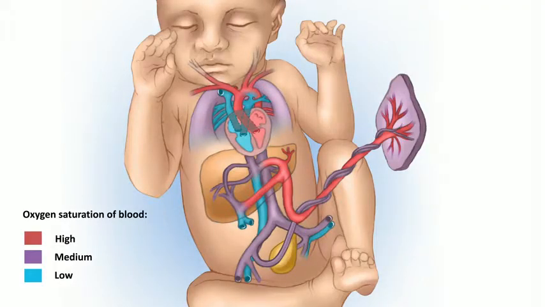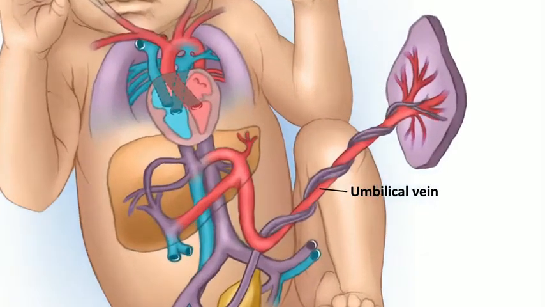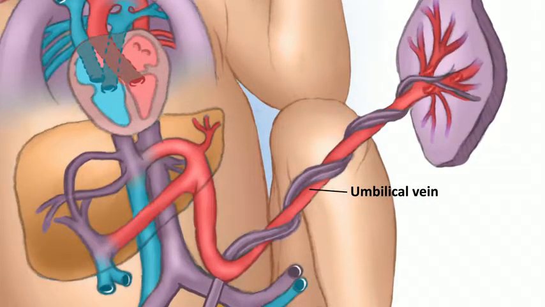First of all, which vessel carries oxygenated blood from the placenta to the fetus? The umbilical vein or the umbilical arteries? It's the umbilical vein. Remember, veins are defined by the fact that they carry blood back to the heart, not by whether they carry oxygenated or deoxygenated blood. So the umbilical vein carries oxygenated blood from the placenta, and it first goes to the liver.